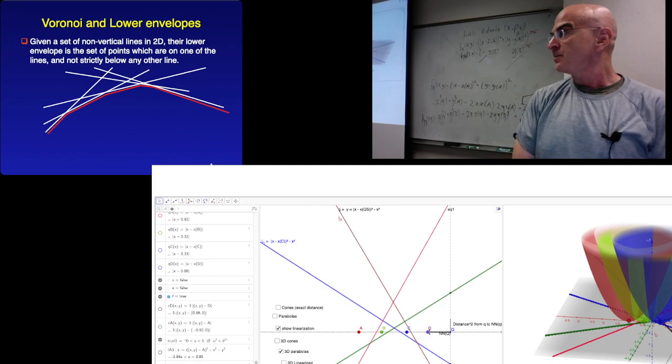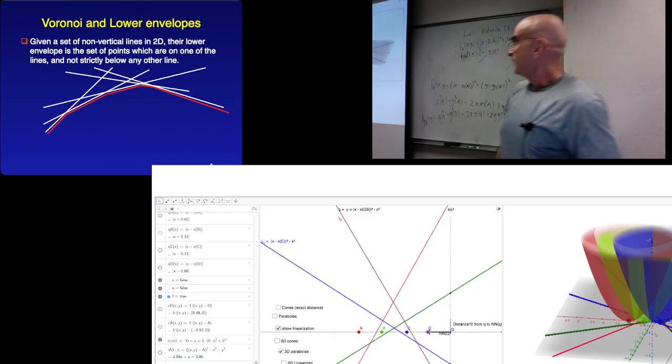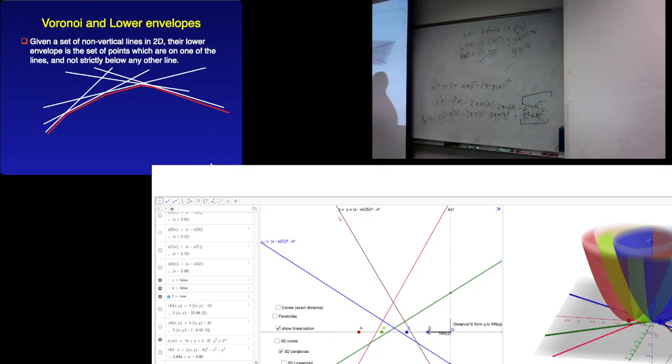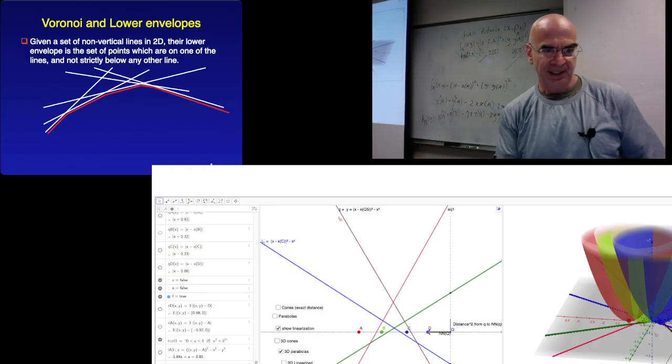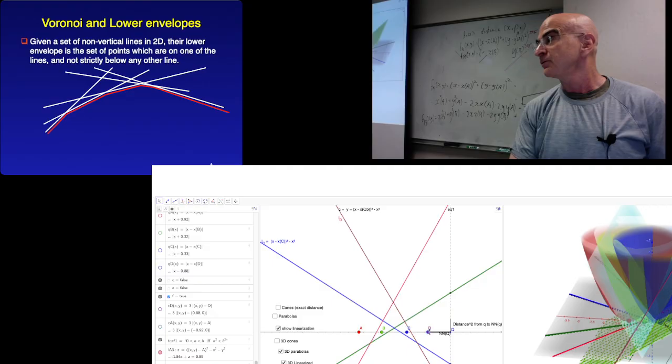But now I'm just left with a set of lines. And what is a Voronoi diagram? It just asks what is the lower envelope of these lines. That's what happens if my point lives in 1D. And if my point lives in 2D, and I'm doing the same linearization trick, then I'm left with a set of planes.